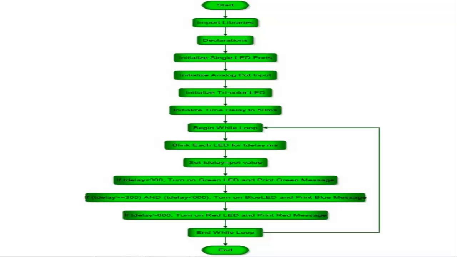We look to see if the time delay is less than 300, we turn on the green LED and print a message. If the time delay is between 300 and 600, then we turn on the blue LED and print the blue message. And if the time delay is greater than 600, then we turn on the red LED and print the red message. The while loop is an endless loop. It continues until you terminate the program.